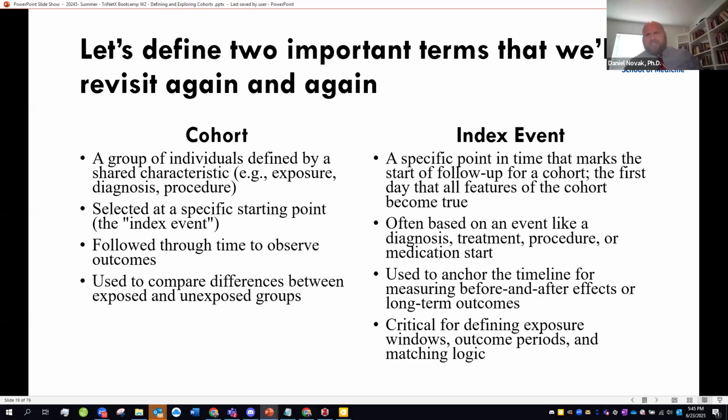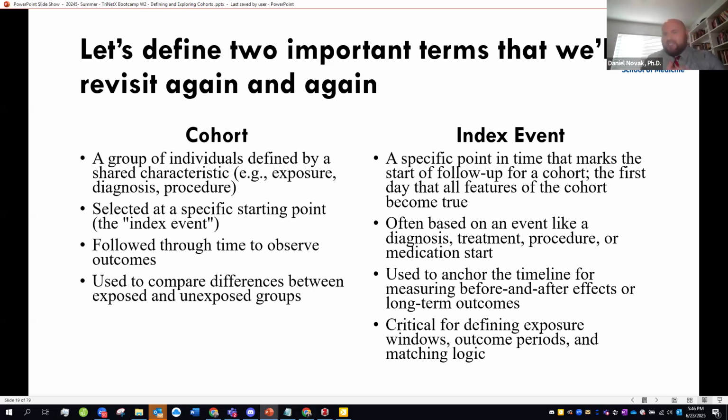But I also want to talk about a concept called the index event. Some more epidemiologically minded folks on the video may be aware of this concept, but the idea is that it's a specific point in time that marks the start of follow-up, or the start of the study, for a cohort. The simplest way to think of it is the first day that all the features of the cohort become true, that all of those features are present in that person's, in this case, electronic health record. And we're going to look at what the impacts of that would mean.